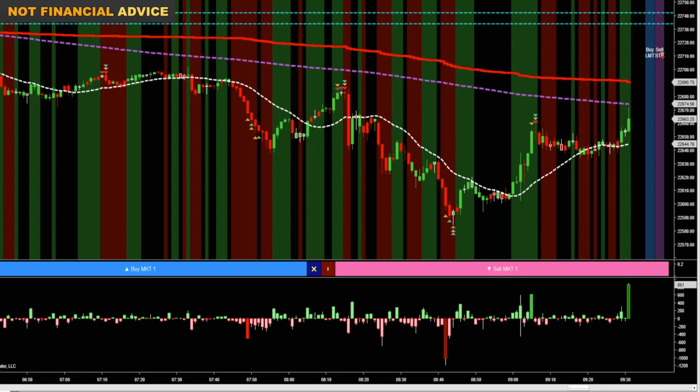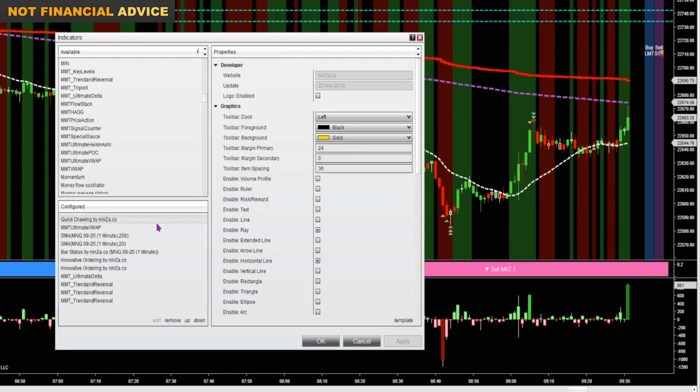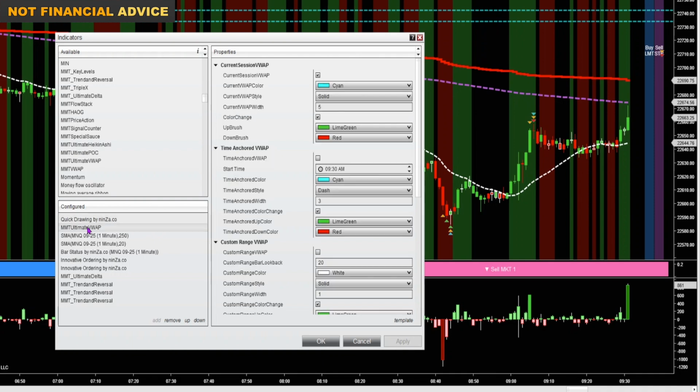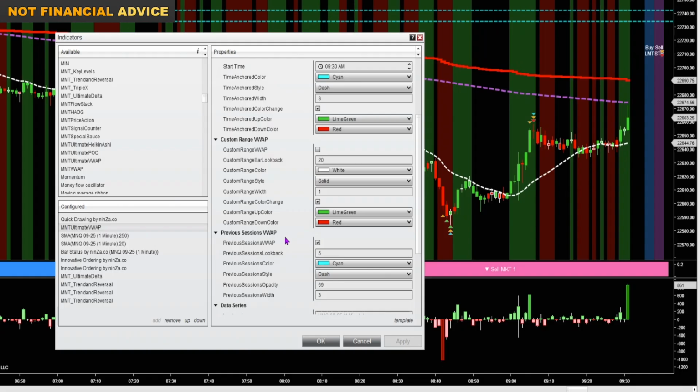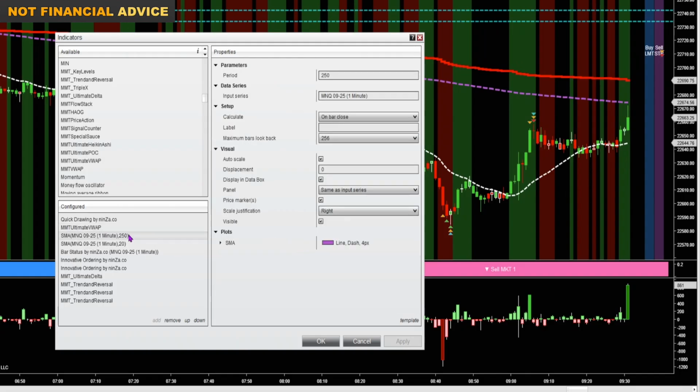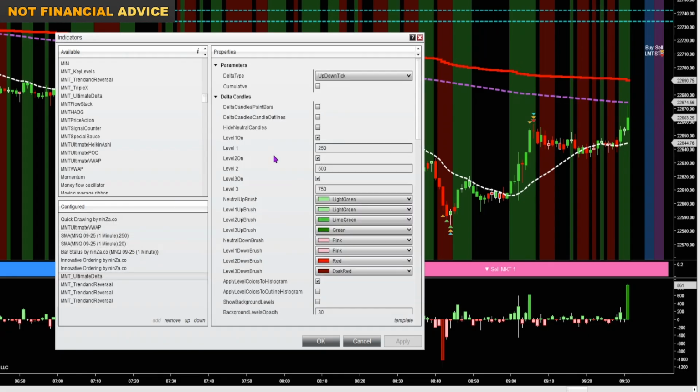This is a micro NASDAQ chart. So let me show you the settings here. I've got the ultimate VWAP on the chart using the current session VWAP, and I also have the previous session's VWAP activated. I've got a 250 SMA, a 20 SMA. I've got the ultimate delta on the chart. It's in regular per bar mode, up down tick. I have all 3 levels activated.